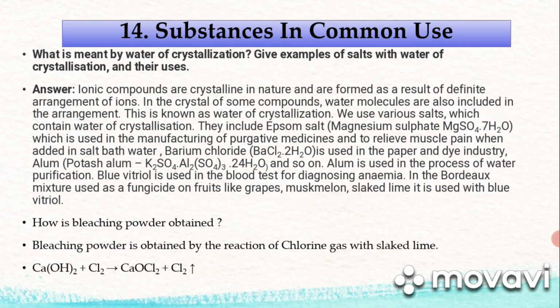How is bleaching powder obtained? Bleaching powder is obtained by the reaction of chlorine gas with slaked lime. The chemical equation is Ca(OH)2, that is calcium hydroxide or slaked lime, plus Cl2 gives CaOCl2 plus H2O.